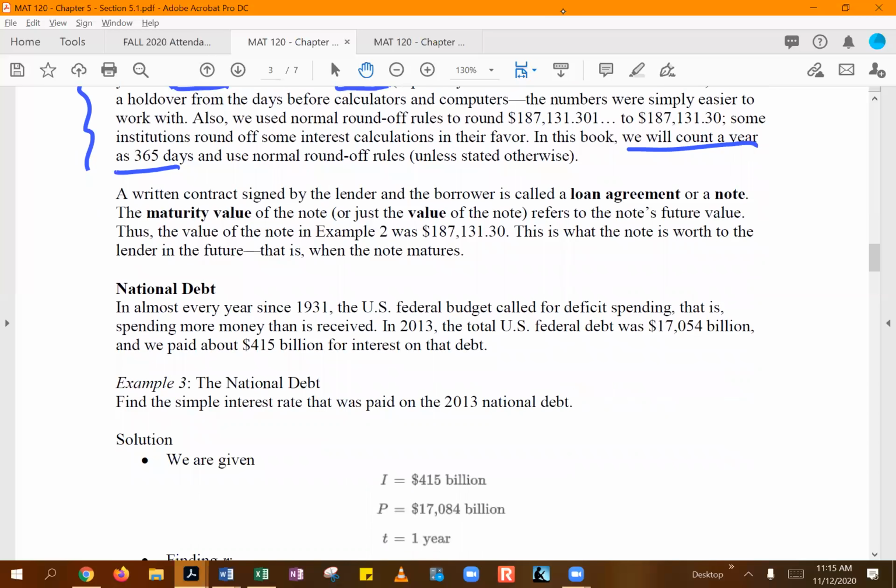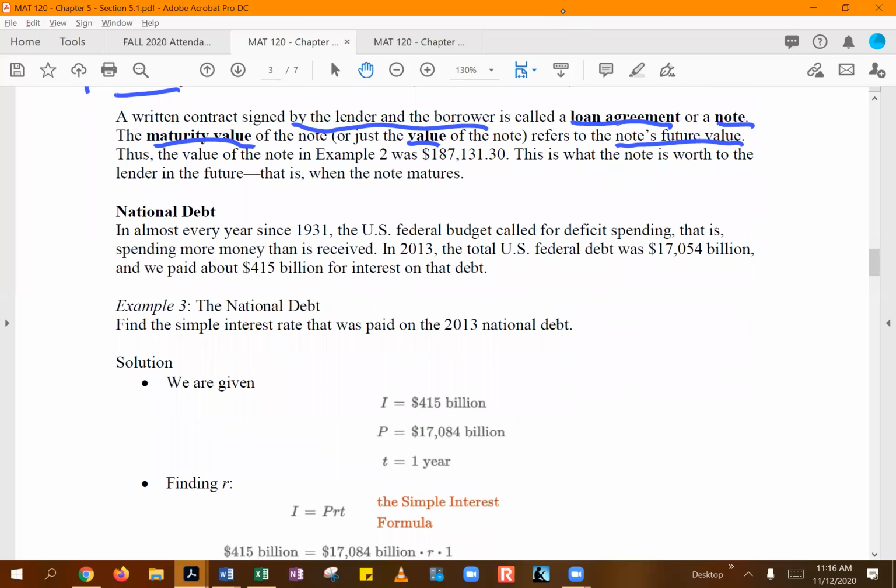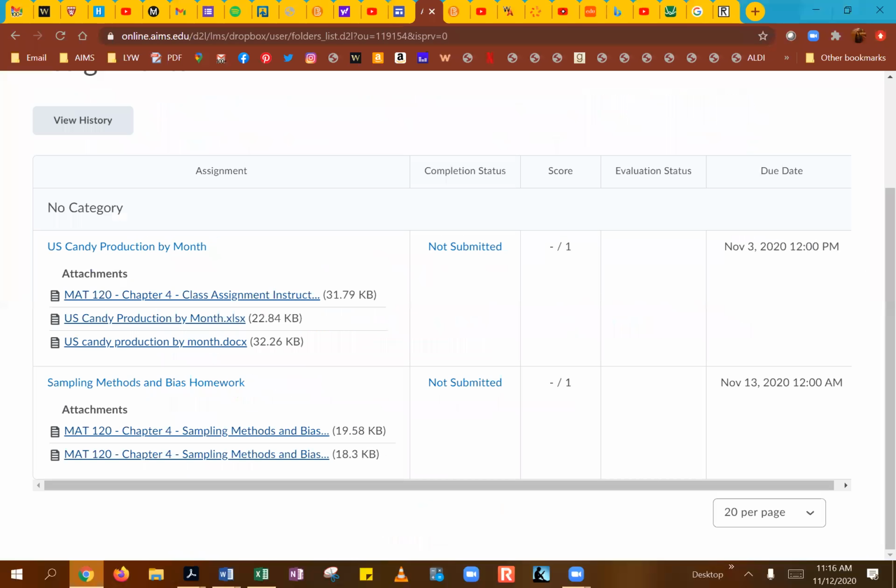So they're talking about a written contract signed between the lender and the borrower, which is what we call a loan agreement or a note. The maturity value of the note is basically how much money you will be paying back. So that's your future value, which is also called the maturity value when you're talking about these notes over here. So let's do an example over here from our textbook.